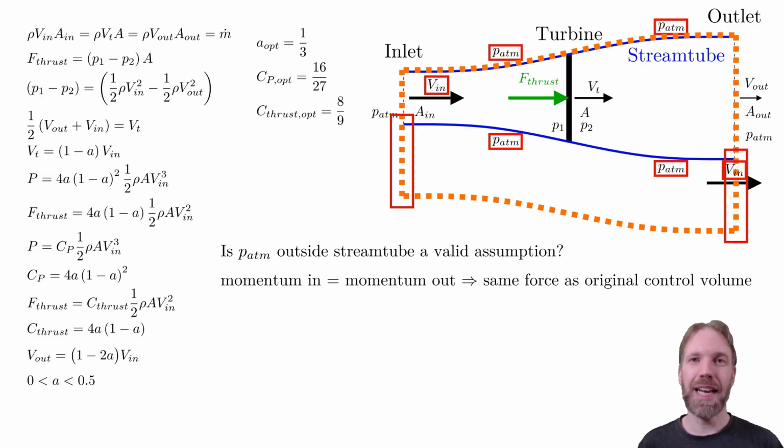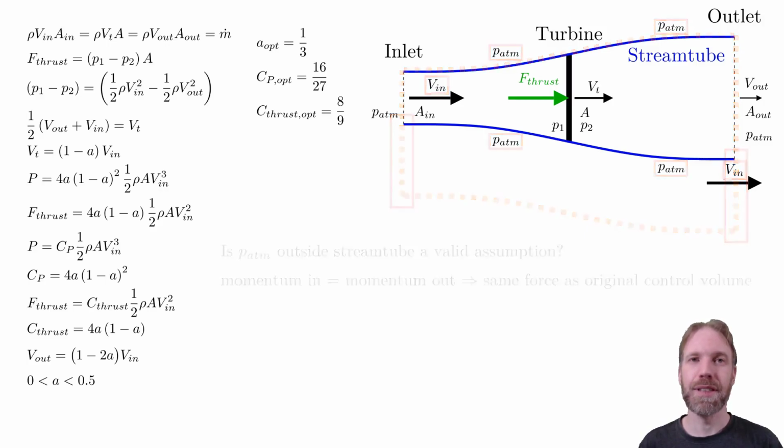Now we can make the claim that if we expand the stream tube enough, the pressure at the expanded stream tube should be atmospheric since it is far away from the turbine. Therefore, assuming atmospheric pressure on the stream tube will give correct results. Let us instead discuss the actual model limitations.